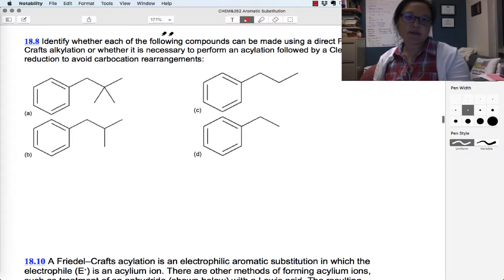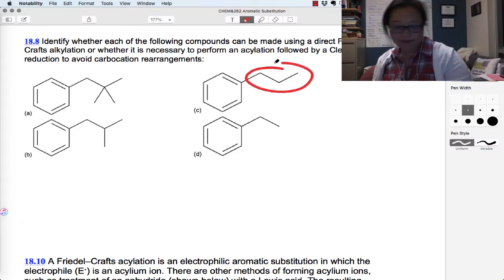So identify whether each of the following can be made using the alkylation or the acylation with Clemmensen. So I think you can already tell which of these might be susceptible for rearrangement. It's going to be your straight chain ones. This is going to be rearranged because there's no way that I'm going to have a carbocation that's primary that this is going to attack. It's going to rearrange to the secondary position. So these guys here.